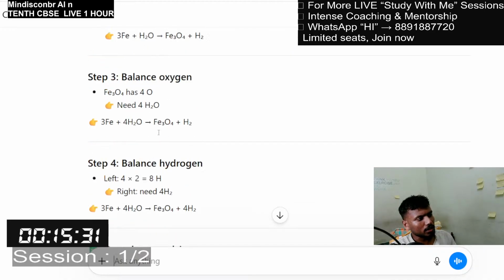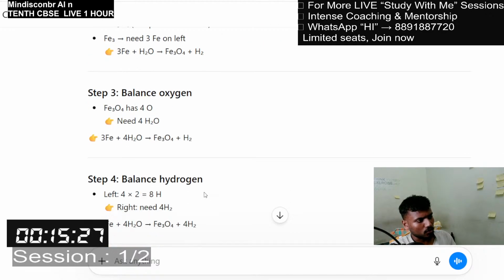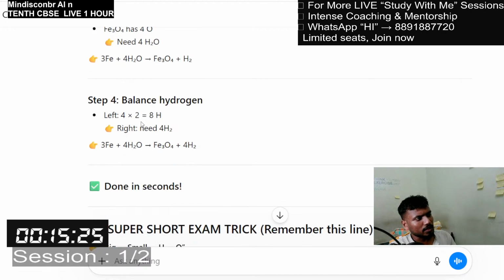Fe3O4 has 4 oxygen, so we need 4H2O. So we write here 4H2O. Balance hydrogen. Left side 4 into 2, 8 hydrogens are there. So on the right we need 8 hydrogen. So we write 3Fe plus 4H2O gives Fe3O4 plus 4H2.